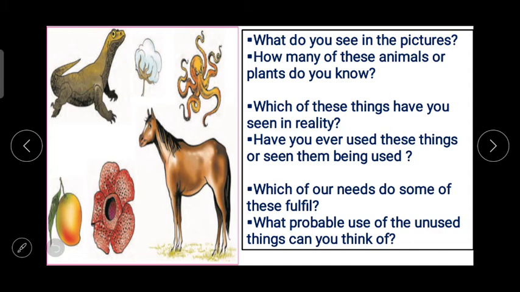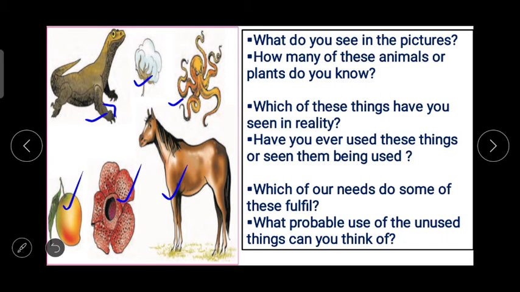here on the screen, what do you see in the pictures? Now in the pictures you can see animals, you can see plants, you can see many other things or anything else that you have to write, or you can discuss it with your family members or with your friends. What do you see in the pictures? Here I can see horse, then mango, flower, cotton, and this one octopus. So you just have to write down the names.